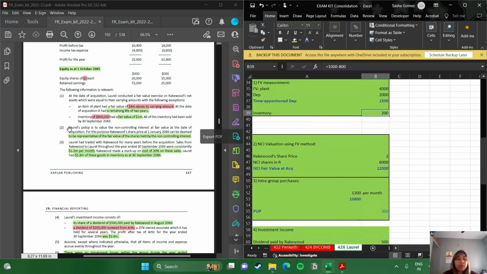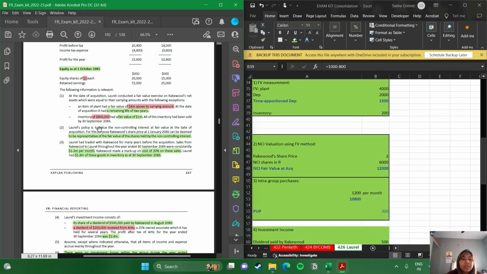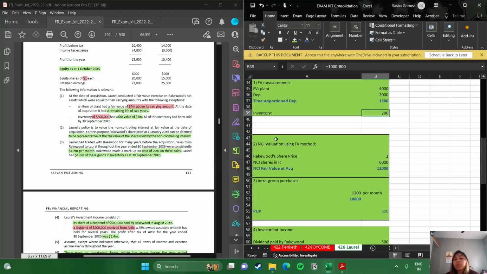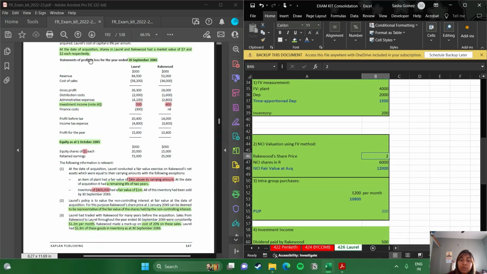Now second is, Laurel's policy is to value the NCI at fair value at the date of acquisition. For this purpose, Rakewood's share price at 1st Jan 2006 can be deemed to be representative of the fair value of the shares held by the non-controlling interest. So your second adjustment is basically finding the fair value of your NCI at acquisition. So Rakewood's share price, which was given in the question, is $2 each.